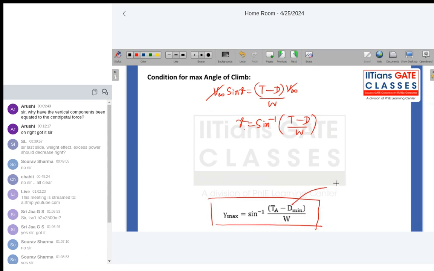Drag minimum condition is nothing but CD naught equal to CDI. At this condition, the drag will be minimum. That is, parasite drag coefficient equal to induced drag coefficient. That is when your drag is minimum.